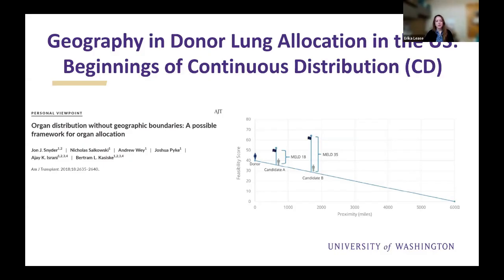But you can also imagine how this candidate B with a MELD of 35, if they were out all the way at 6,000 nautical miles, even a MELD of 35 wouldn't necessarily overcome this geographic distance to supersede candidates who are closer.